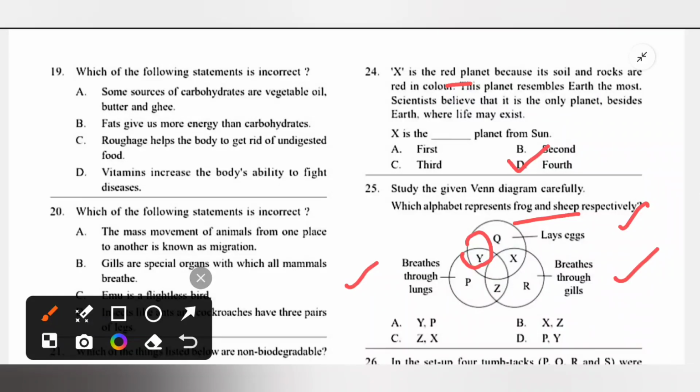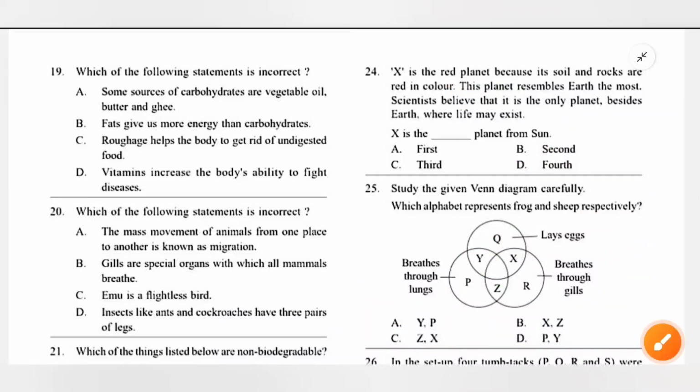Sheep is a mammal and it breathes through lungs. Okay. So, Y represents frog and then P represents sheep. So, Y and P. So, option A is the correct answer. Okay. Y and then P. Next one.